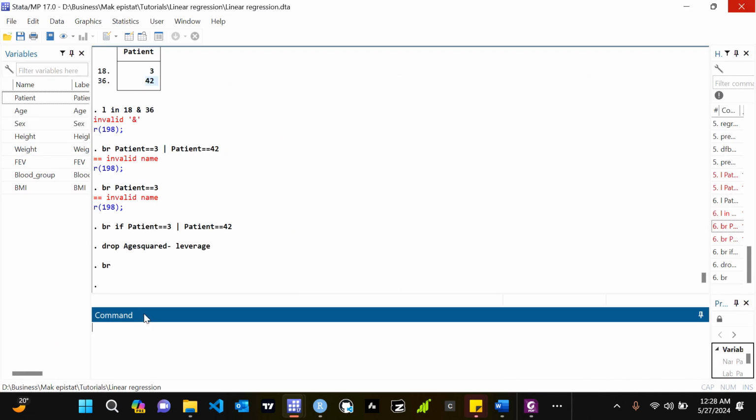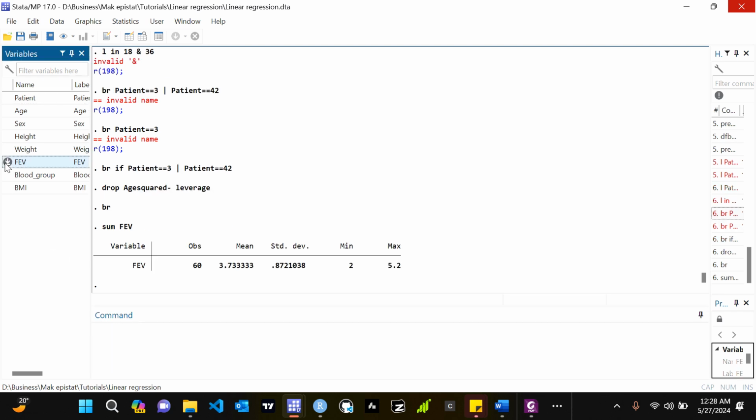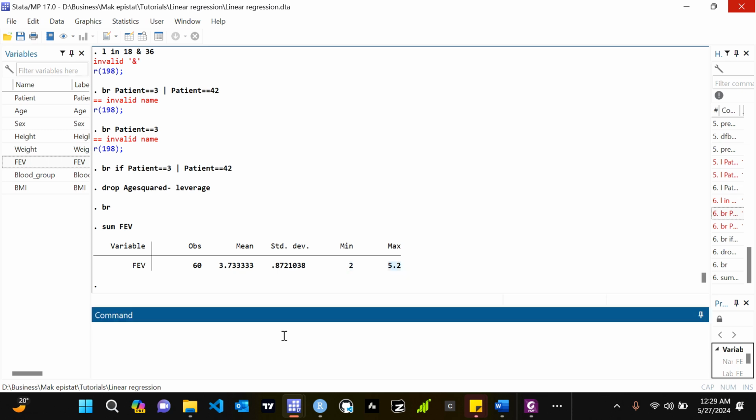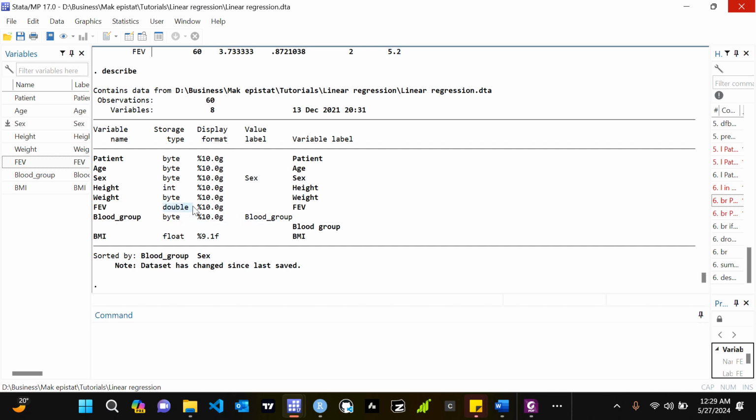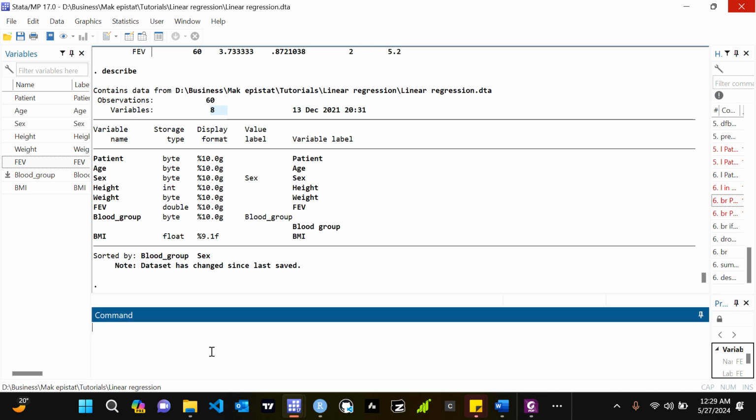By just summarizing our outcome, FEV, the forced expiratory volume, we see that we have 60 observations. The mean is 3.7, standard deviation is 0.87. The minimum value is 2 and the maximum value is 5.2. You can just describe and we see the entire data set because there are a few variables. Blood group is a byte, FEV is a double, sex is a byte. So we can see we have 60 observations and 8 variables. That's what describe means.